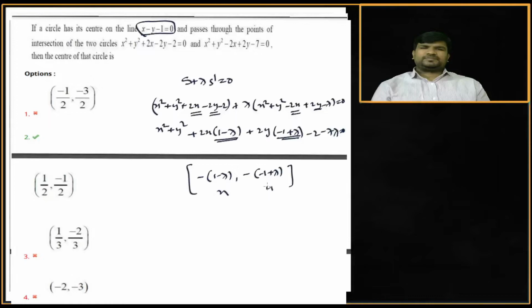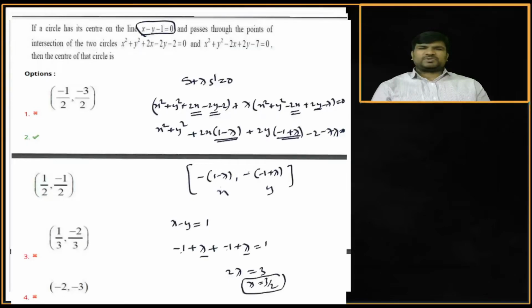lies on the given line x minus y minus 1 equals 0, or x minus y equals 1. In the place of x, we write minus of (1 minus lambda). In the place of y, we write minus of (minus 1 plus lambda). So minus 1 plus lambda, and minus into minus plus, minus 1 plus lambda equals 1. So lambda plus lambda, 2 lambda equals 1 plus 2 is 3. So lambda equals 3 by 2.